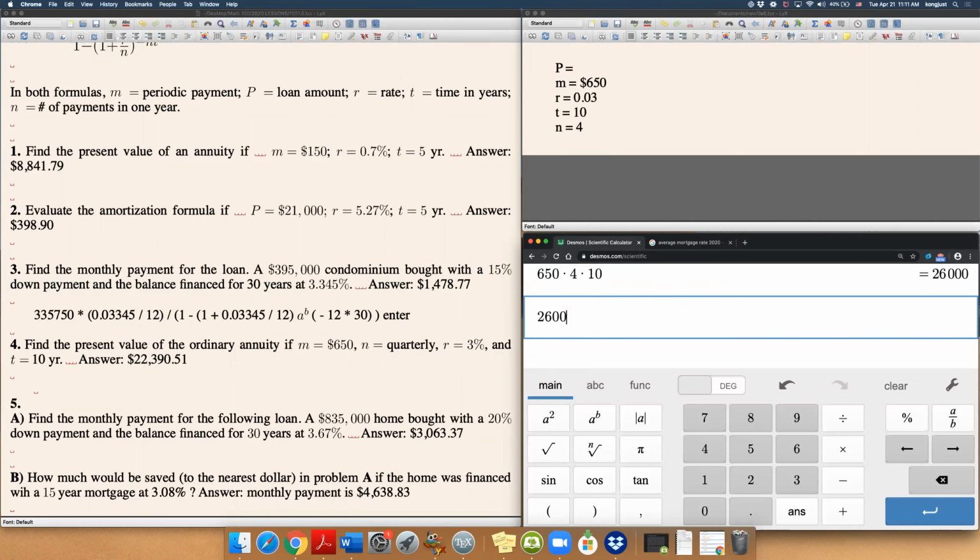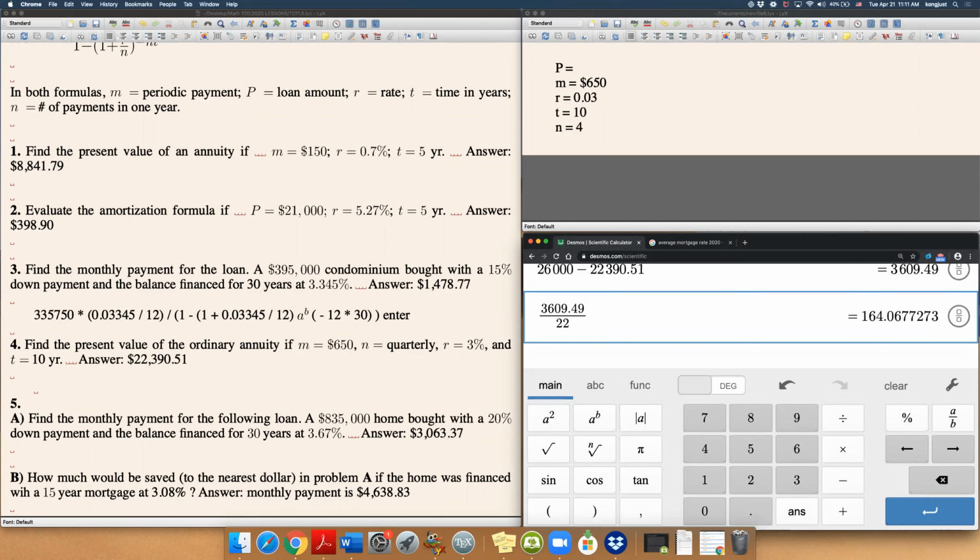$26,000, but the loan amount that you got, how much they gave you, let's say you took that from a bank, this is only the $22,390.51, which means that $3,609 was paid in interest. That's extra that you paid. And in terms of the loan amount itself, that means about 16% was paid in interest. Yeah, you paid about 16% interest.